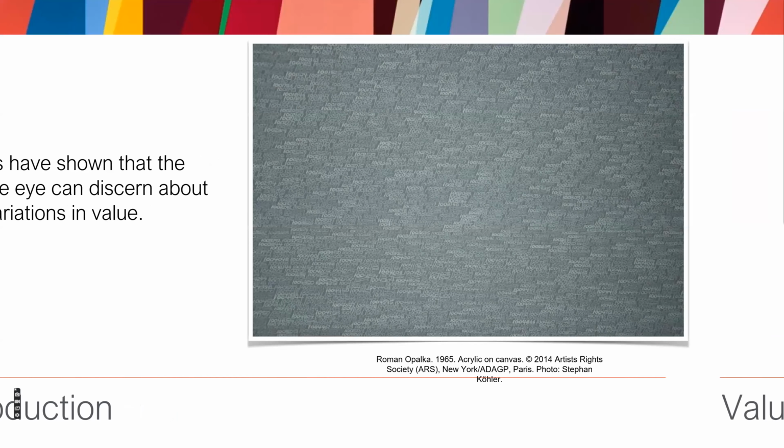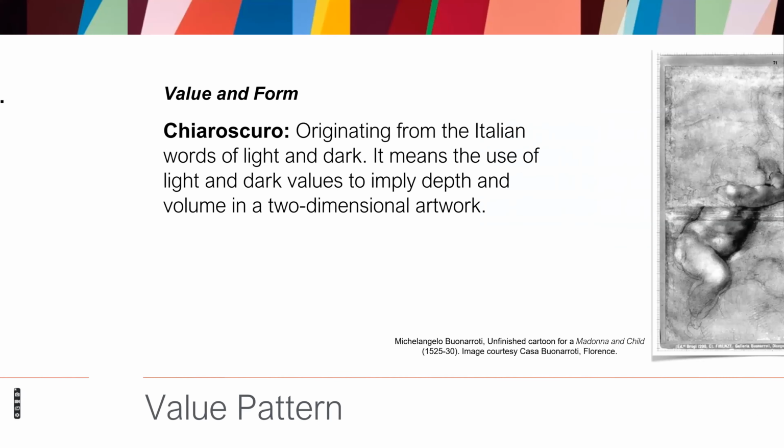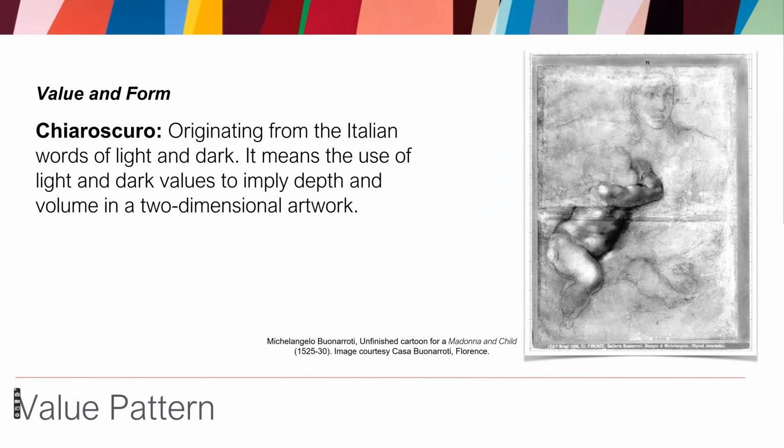In describing paintings, we often speak to their value pattern, which is another term we use to describe value in addition to value contrast. Value pattern is the arrangement and amount of variation in light and dark values independent of any colors used in the design. As a general rule, more value pattern within a composition is pleasing for our viewers.